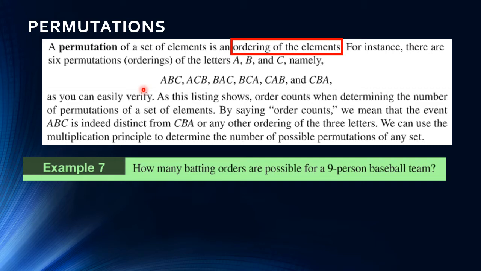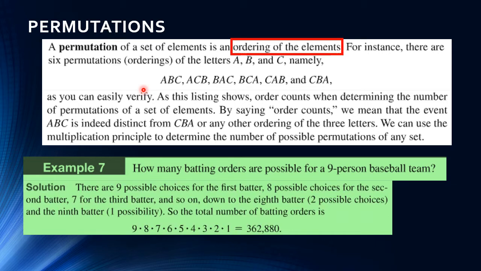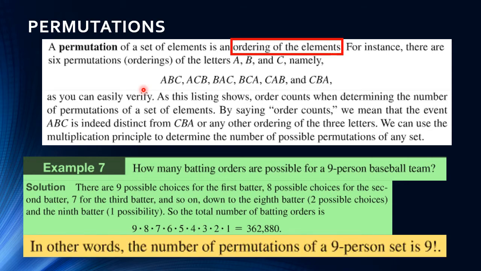How many batting orders are possible for a 9-person baseball team? There are 9 possible choices for the first batter, 8 possible choices for the second, 7 for the third, and so on down to the 8th batter, 2 possible choices, and the 9th batter, 1 possibility. So the total number of batting orders is 9 times 8 times 7 times 6 times 5 times 4 times 3 times 2 times 1, which is over 362,000 different orders. I bet most baseball coaches don't even realize that.